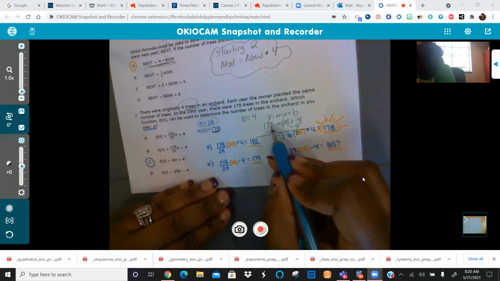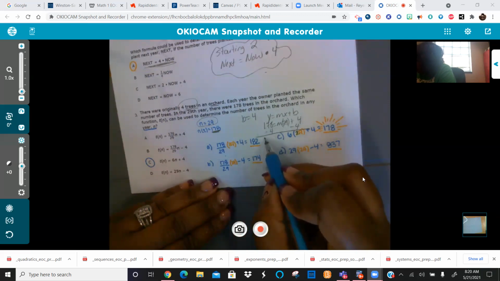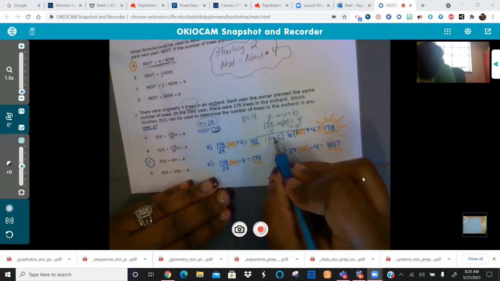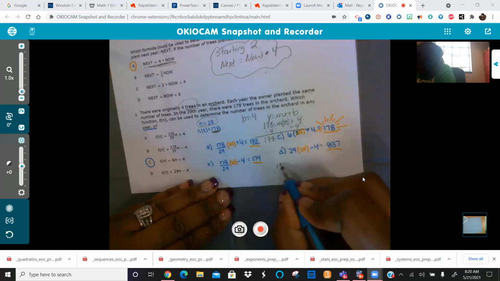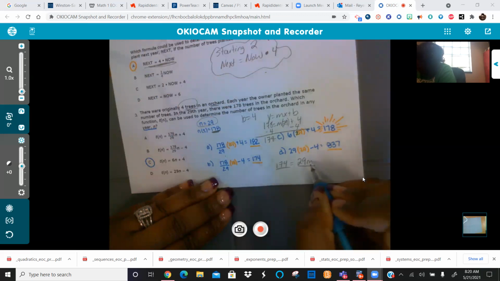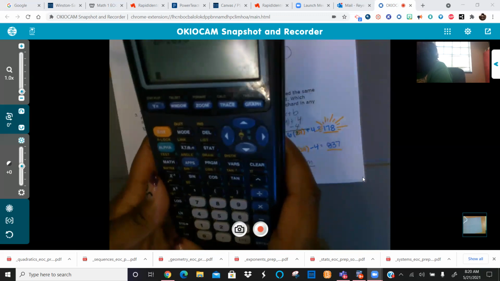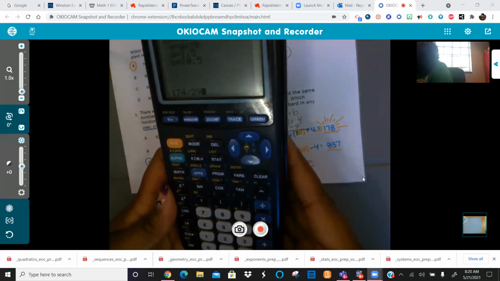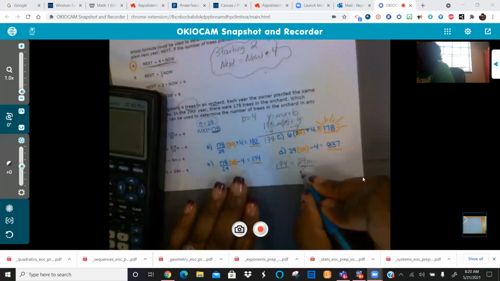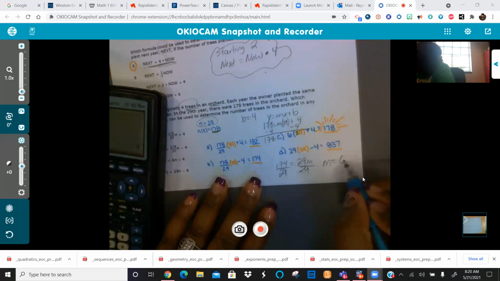So this is going to be 178 minus 4, so 174 is equal to 29 M. Divide both sides by 29. 174 divided by 29, and that's 6. So my slope is 6.